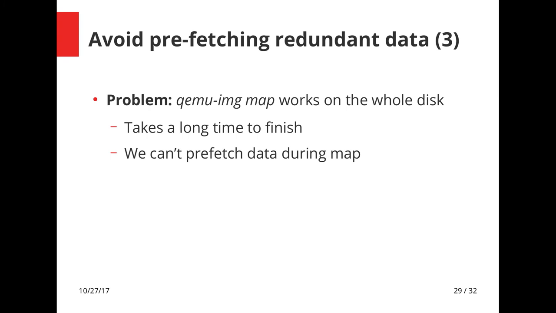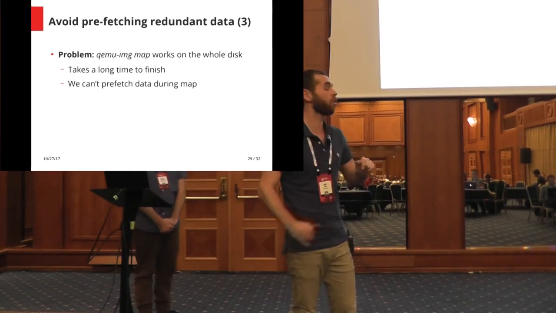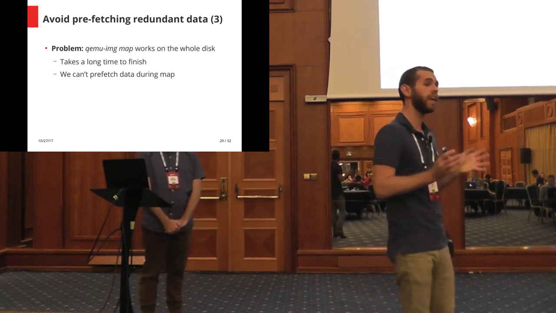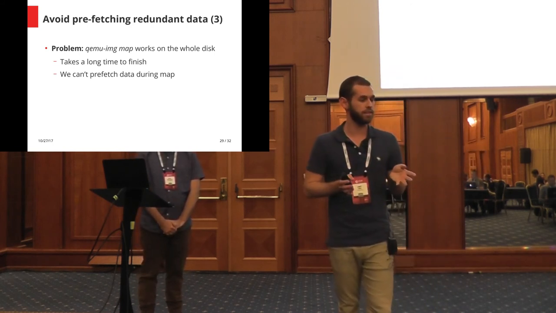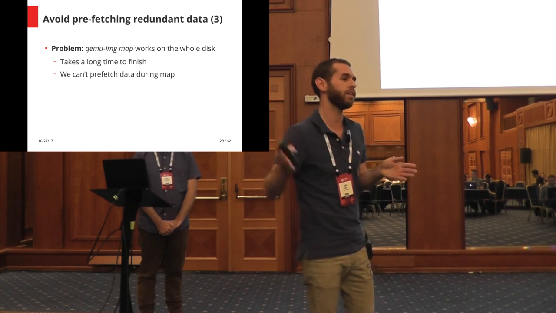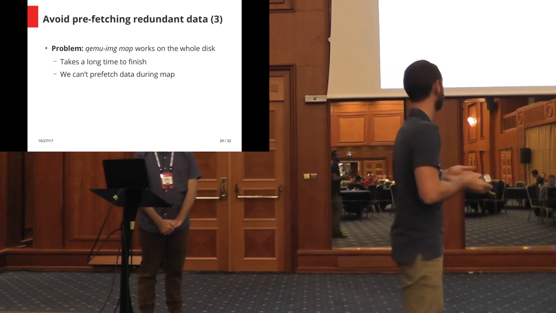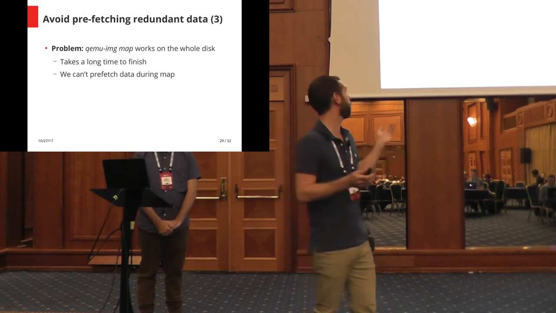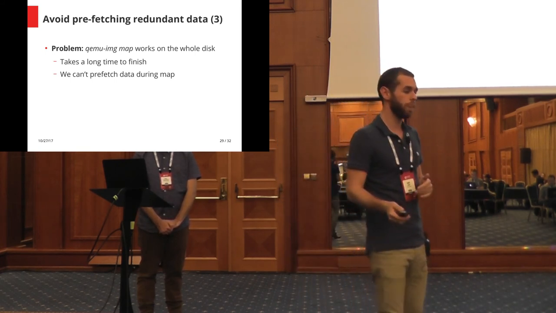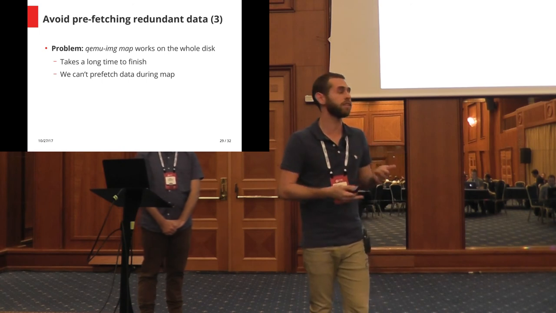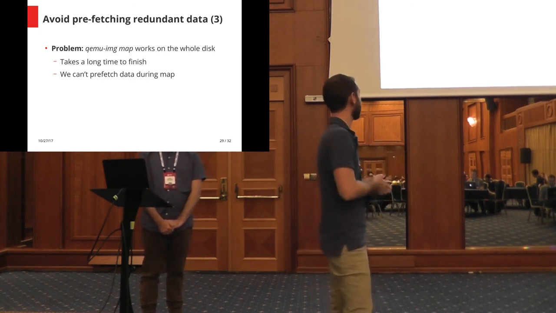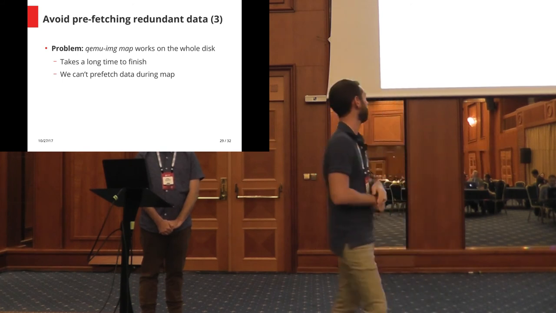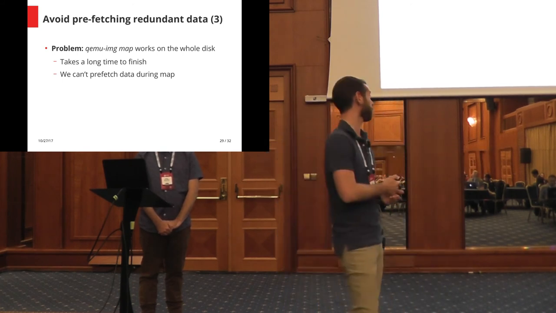But there's another problem. QEMU image map works on the whole disk. As we explained before, it takes a long, long time to finish on longer chains, because we have to read the metadata from all the backing files one by one, and there's no bound to execution time, right? And the whole point of this prefetch was to improve the boot time, to start the VM faster. And we can't prefetch until we understand where the allocated sectors are. So this is very problematic.